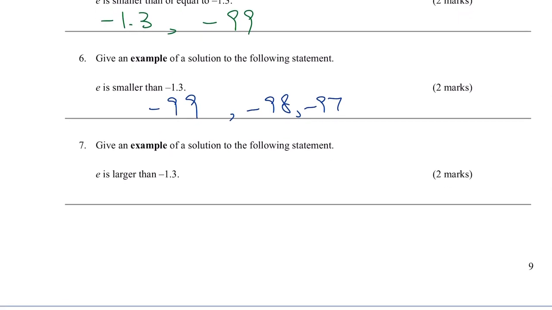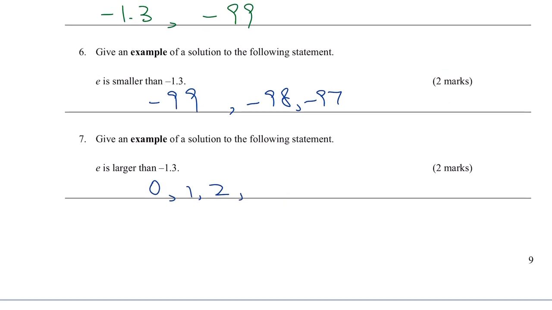Next. E is larger than -1.3. Can E be -1.3? No, because we don't have the equal to wording. So any number that's larger than this. 0, 1, 2, 3, 4, and so on. 99. Yes. So you can put that, of course. So that's for practice 6.